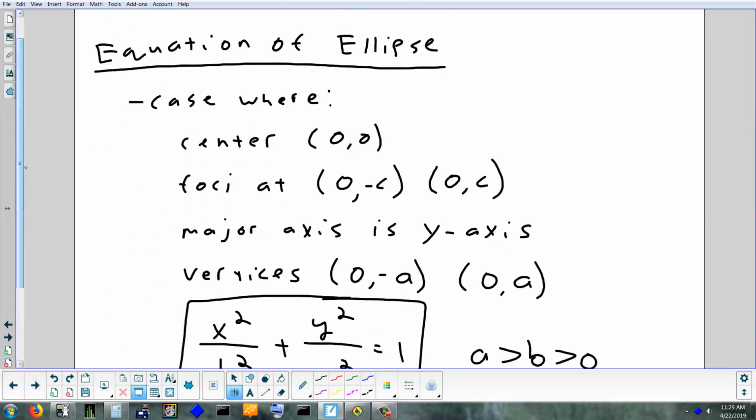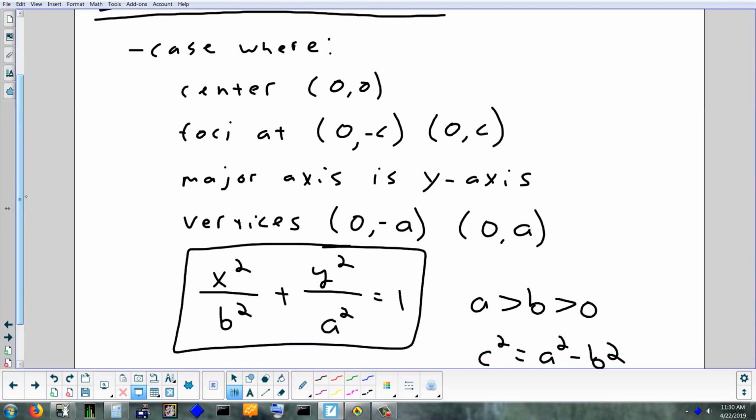All right, so here's the other equation. Notice this time everything is above and below. C units below, C units above the center, foci. A units below, A units above. There's your vertices. So A and C still mean the same thing. It's just the distances now are vertical instead of horizontal. Major axis is going up and down. How would you know that? By looking at the equation. The bigger number would be under y. The smaller number is under x.